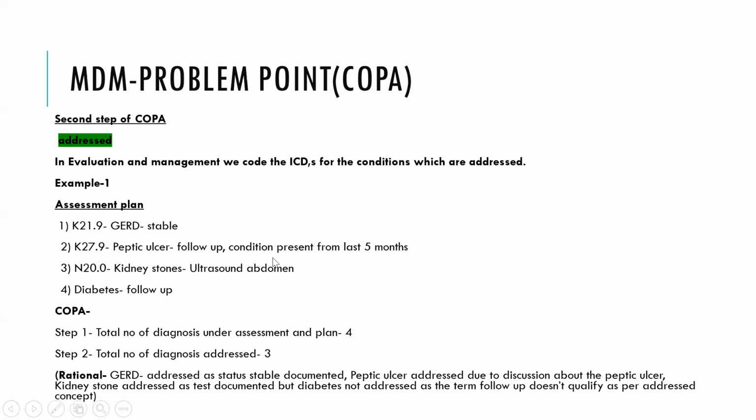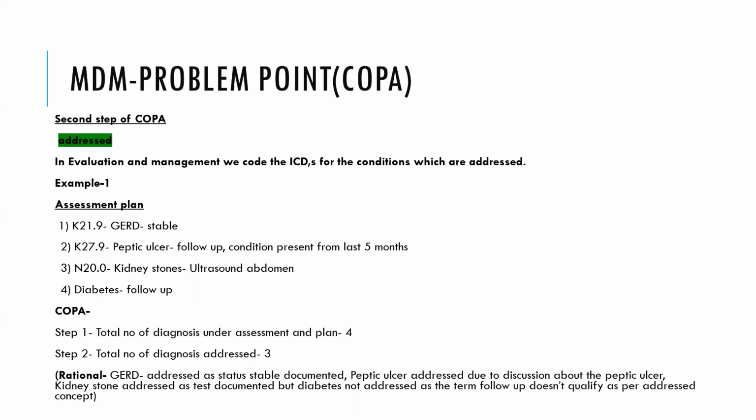If you see peptic ulcer, doctor said condition present from last 5 months. Can you see that? Here they have written follow-up, but they have also mentioned condition present from last 5 months. So this condition present from last 5 months is a discussion point. Am I right? Yes, sir. Whereas kidney stone, this ultrasound abdomen they have ordered, do you think in which criteria it comes under? Is it a test or a discussion or a status or what is it? Test. It's a test, absolutely correct. Whereas the 4th criteria is they are using the term only follow up.